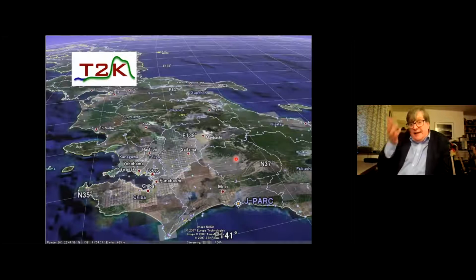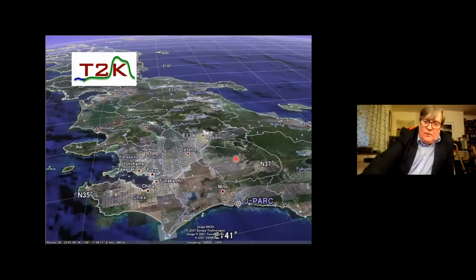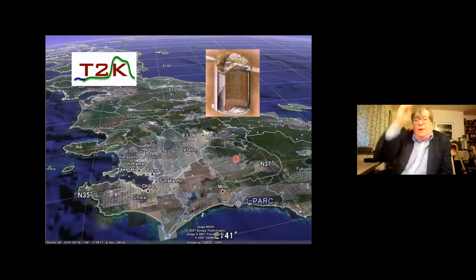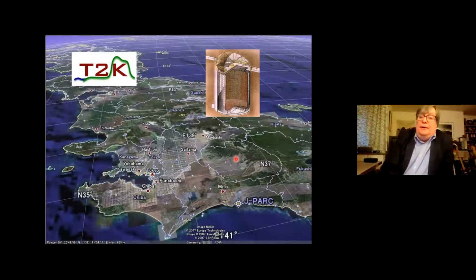And so what is this experiment? Well, we have this experiment I've already mentioned, Super-Kamiokande, which is an enormous tank of water. It's 40 meters in diameter and 40 meters high, buried under Mount Ikenoyama near the west coast of Japan. And it was originally built to look for proton decay. We'll come back to that.